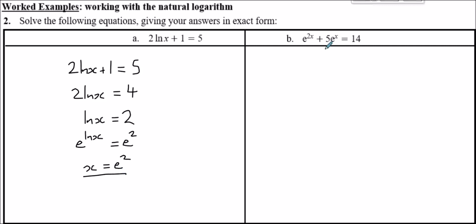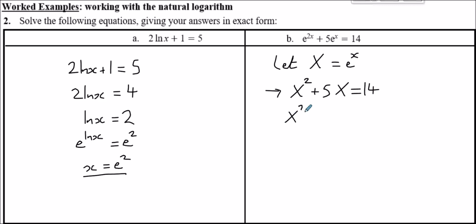Part B is a bit of a throwback to the other day, where we talked about hidden quadratics. And so what I'm going to say is we can let big X equal e to the x. The equation would then become e to the 2x is e to the x times itself, so that's big X squared, plus 5 lots of X equals 14. We can rearrange this to a standard quadratic form, so the squared term, the single x term and the constant are all on the same side, so we get this.